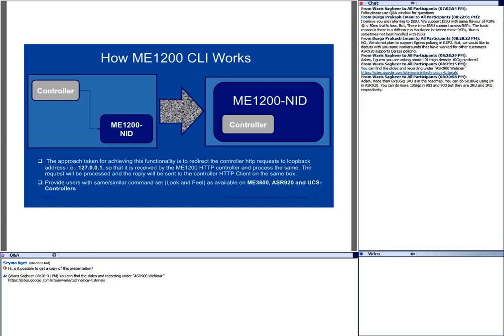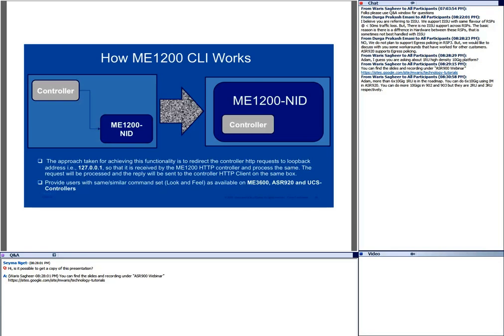The customers sometimes ask for a combination of centralized management or distributed management. So in order to support both of these deployment models, we have two ways of managing the ME1200. One, you can have an ASR920 or ME3600 in an access node manage an ME1200 ring. That's mostly a distributed one. So every NID-based ring or NID-based network can be managed by an access ME3600 or ASR920. That's a distributed model.